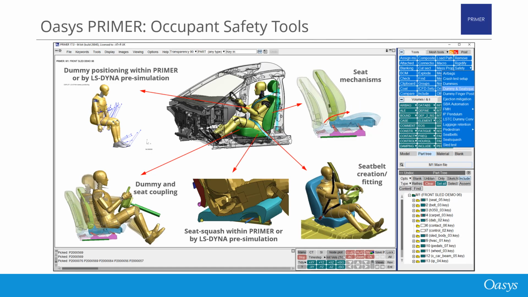So here we have a summary of the tools. We've got seat mechanisms, which can be easily set up and allow you to move your seat around to various different positions. We then, of course, have seatbelt creation and fitting, which allows you to easily create any type of seatbelt and fit it automatically around your occupant. Seat squash, we have tools there that allow you to squash the seat that you're sitting the dummy in. And then seatbelt and seat coupling, so you can move your seat around, couple the occupant to that seat, and the dummy will move with the seat as you're moving it. And then we have dummy positioning. So you can position your dummy within Primer, but you can also use Primer to set up an LS-DYNA pre-simulation analysis to position your dummy model.